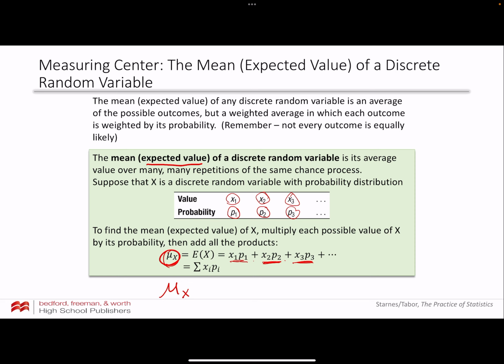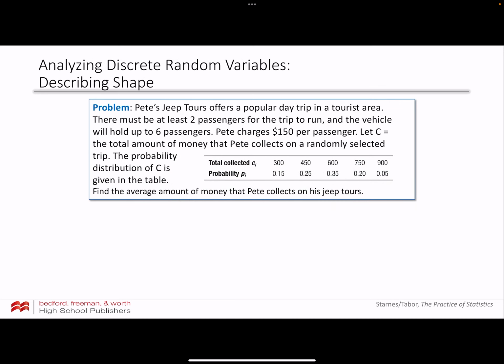Now, we also call the mean of a random variable expected value, right? So this is the notation for expected value. And these two things are interchangeable, either mu of x or capital E of x. They both mean the mean or expected value of a random variable. You need to be able to use both. You need to be able to read both, okay? All right, so let's go back to Pete.